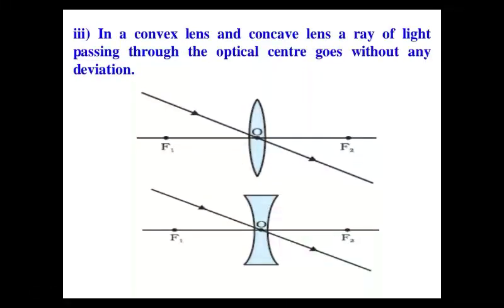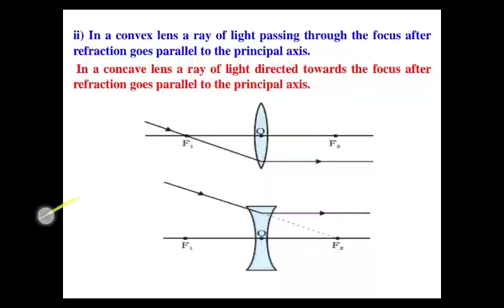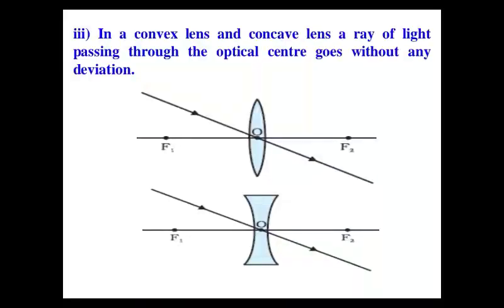Rule number 3, in a convex lens and a concave lens, rays of light passing through the optical center go without any deviation. As we discussed in its definition also, this center acts like a normal, so rays of light go undeviated through it, they will not bend from their paths.